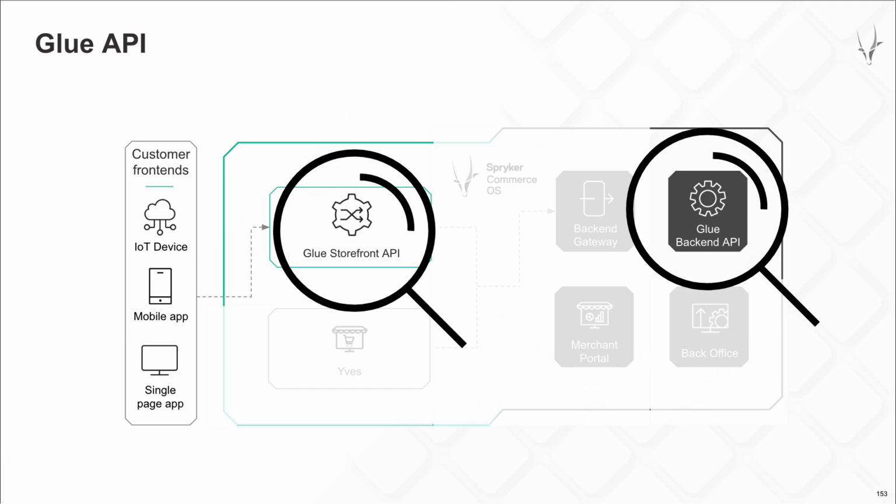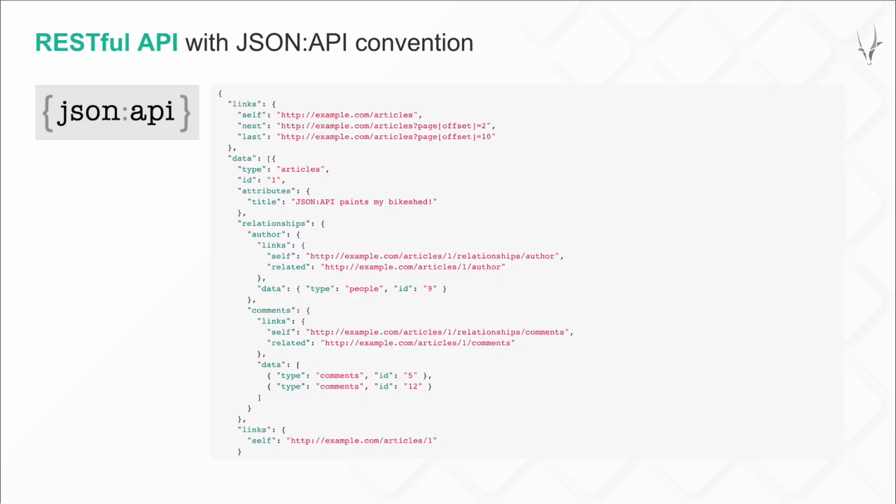Remember that we have the Glue Storefront API and the Glue Backend API, and this is the module that we're going to be creating in this section. With the Glue API, we can use the JSON API convention, and that's the one by default. We can use no convention at all or establish our own convention.